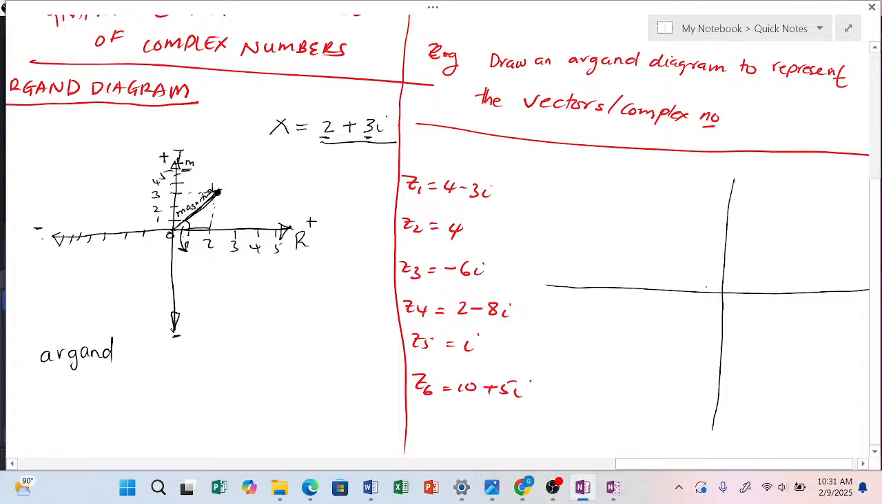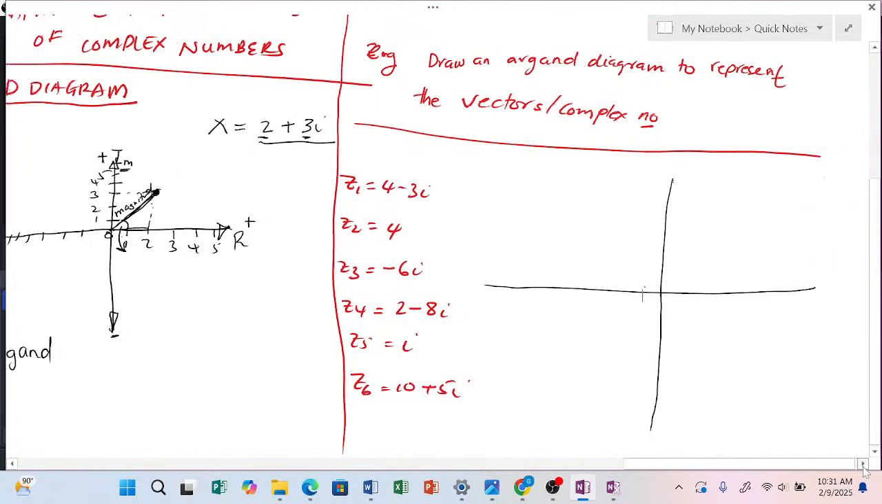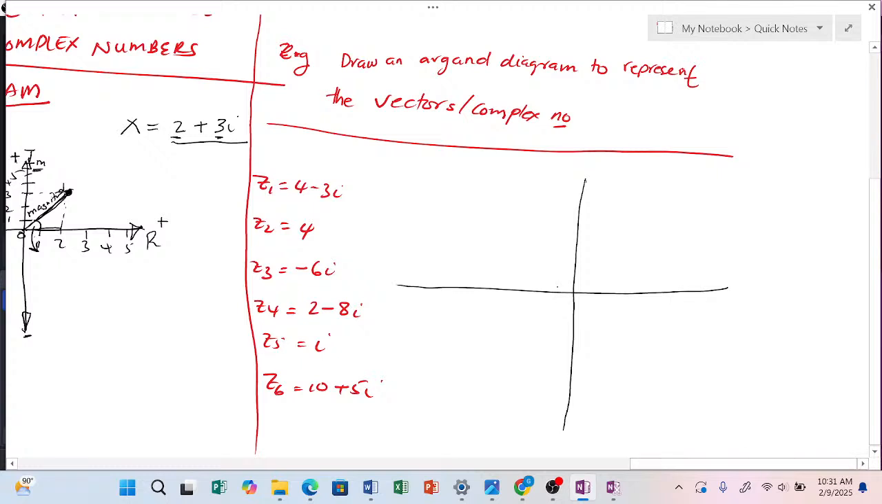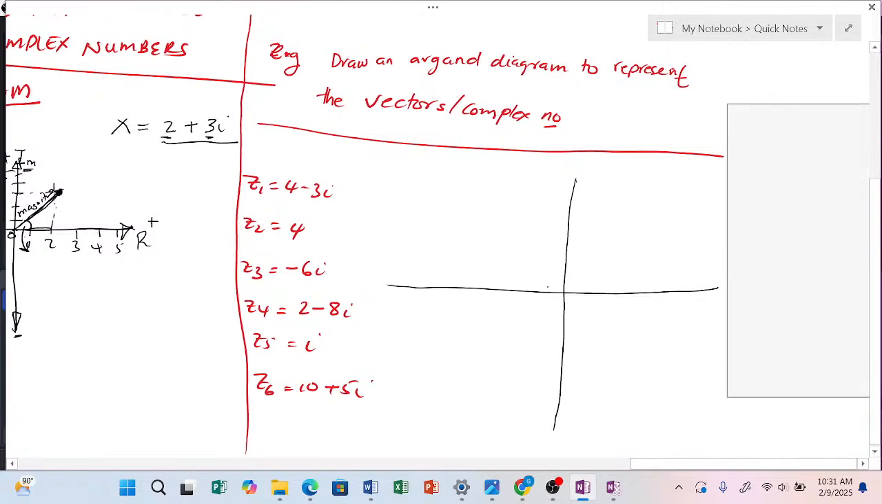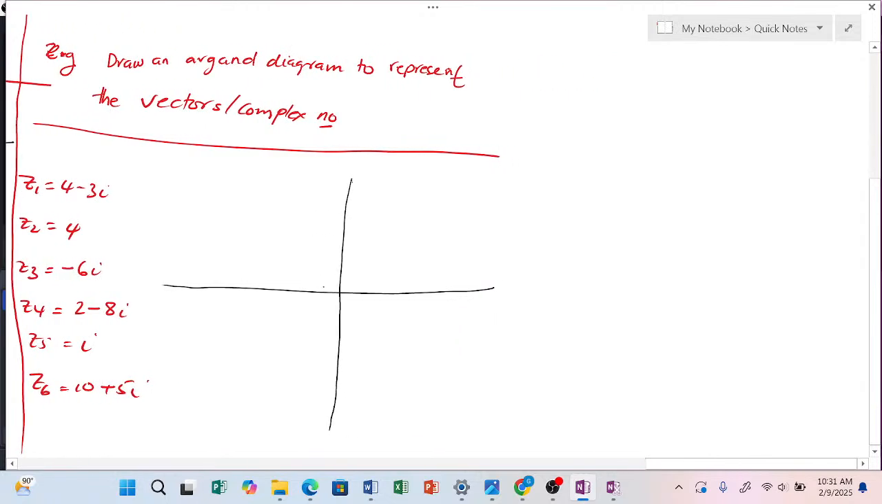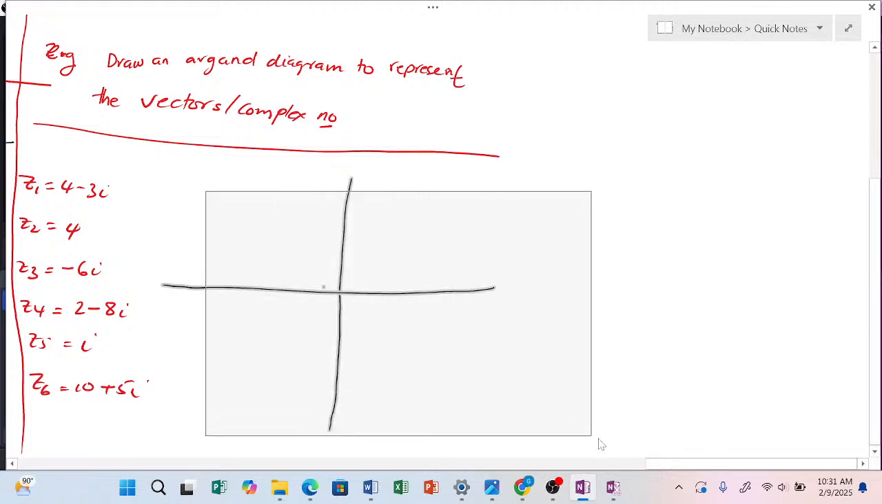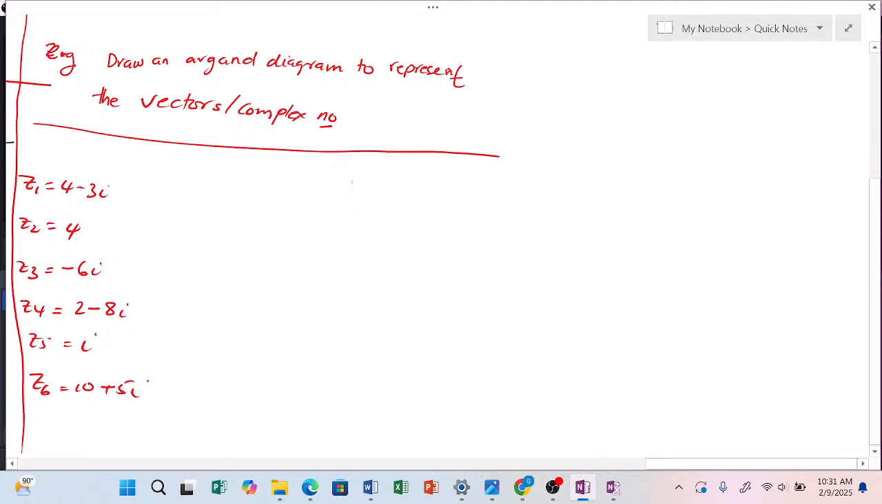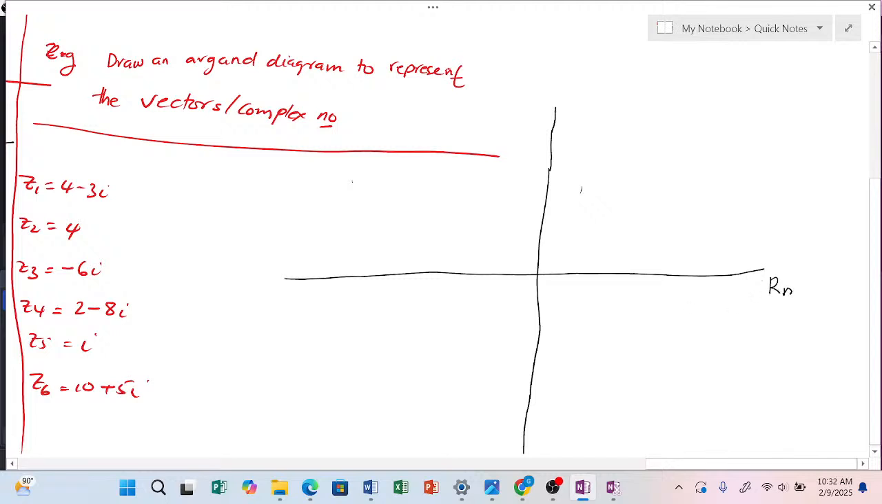I want to move to a new page so that we can get a much bigger space to draw it, so that we could see it very well. All right. So I want to draw my axis here. It's not straight, but pardon me. So this is my axis. Let me extend it here. This is my real. This is my imaginary.